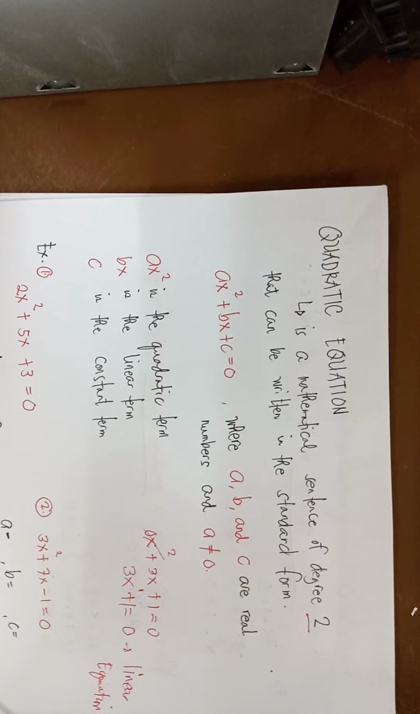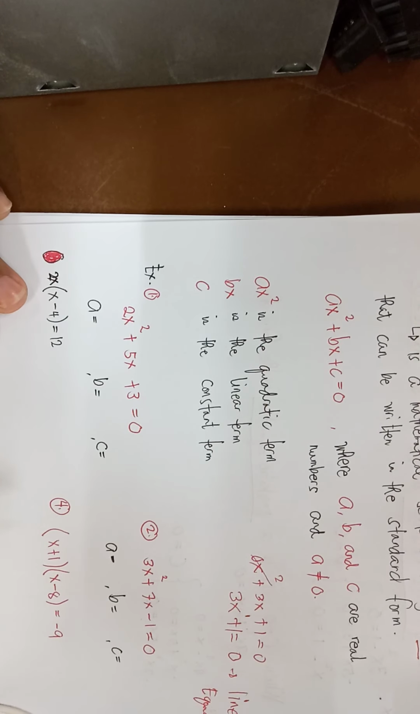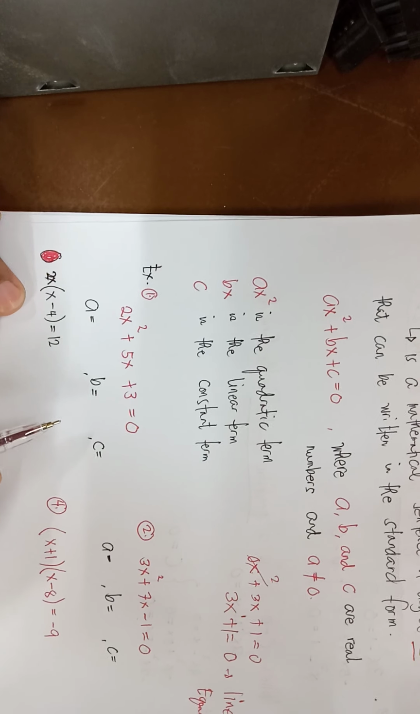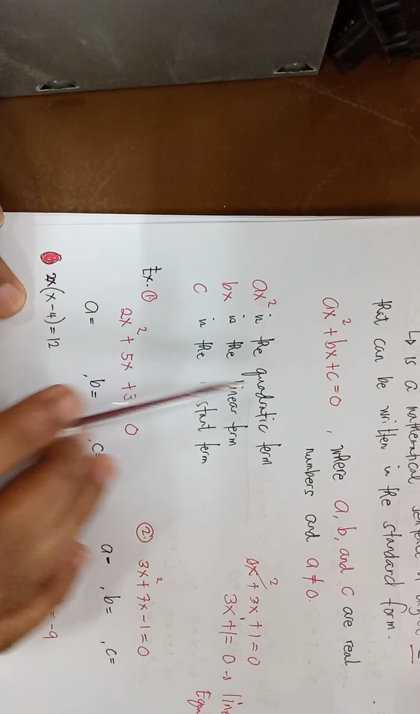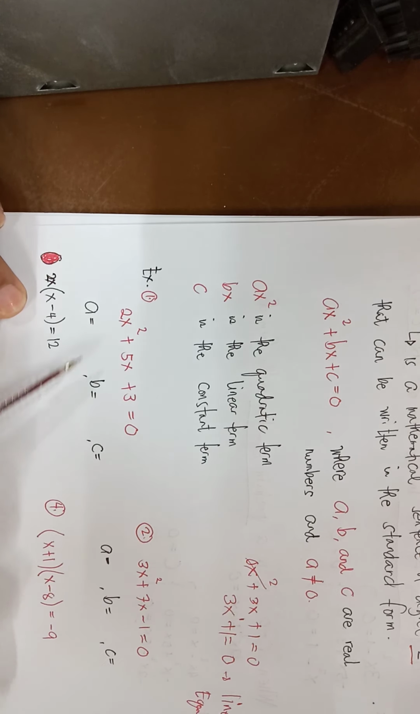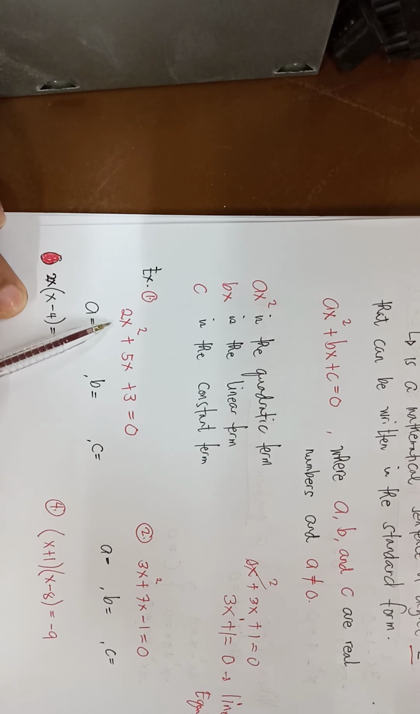Now, in our example number 1, we have 2x squared plus 5x plus 3 is equal to 0. As you can see, it is in standard form. It is equal to 0. Now we are going to identify the values of a, b, and c for the given quadratic equation, which is in standard form.